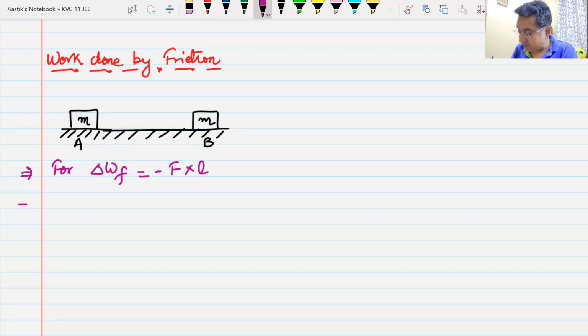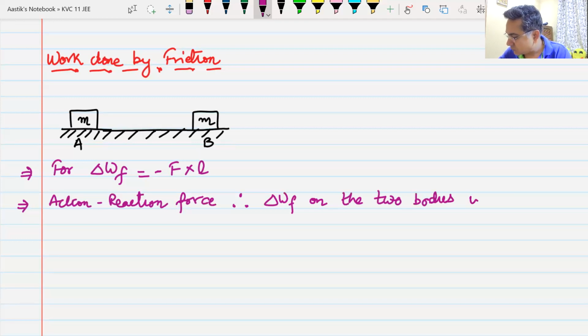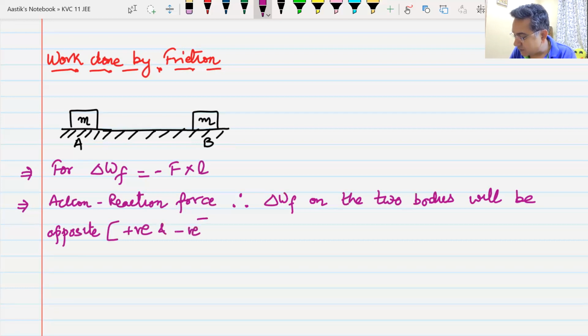Now, again remember, this friction is an action reaction force. Therefore, work done by friction on the two bodies will be opposite. What do you mean by opposite? When I say opposite, it means on one it would be positive and on the other it would be negative.